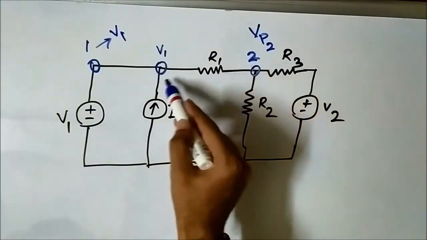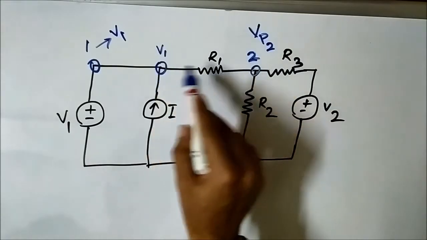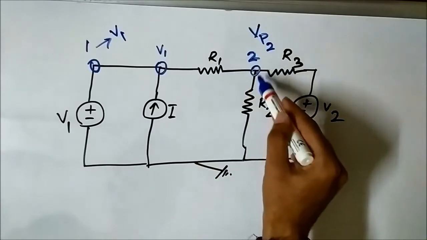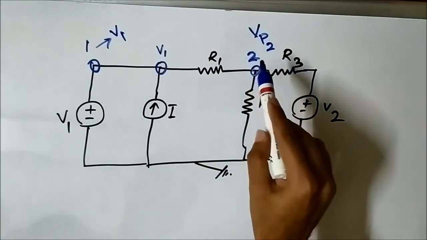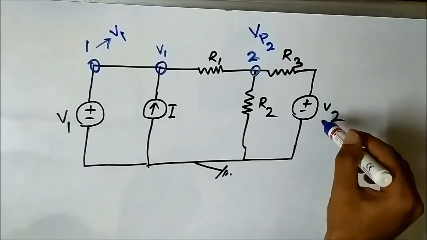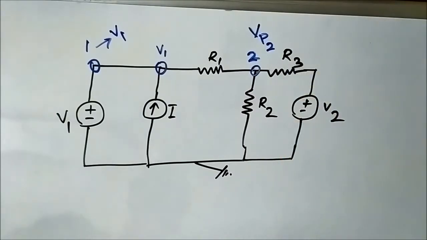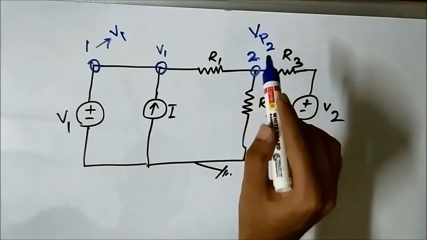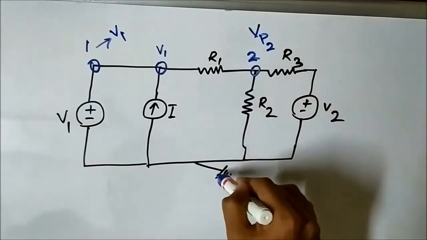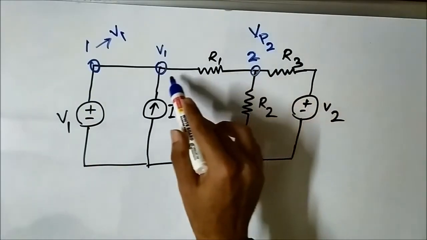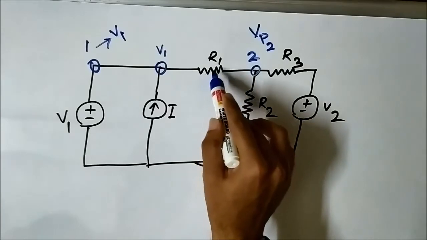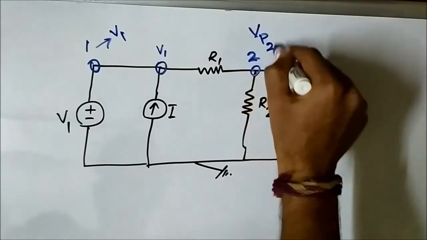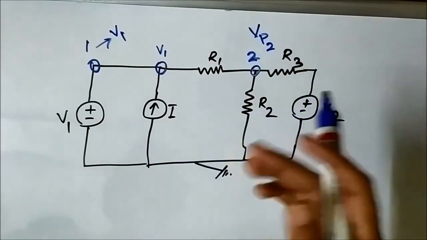But here in between these 2 points, that is in between point 1 and point 2, there was R1 present. In between point 2 and ground, there was R2 present, and between point 2 and this independent voltage source V2, there was R3 present. So the voltage at this point can neither be V1, nor 0 volt, nor V2, because there will be some voltage drop across the resistors R1, R2 and R3. So we named it as VP2.